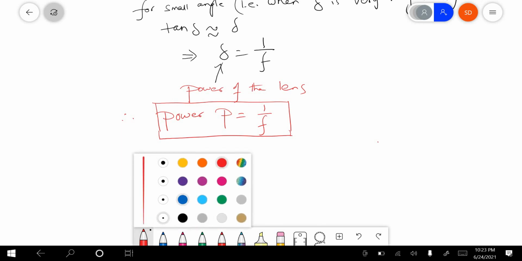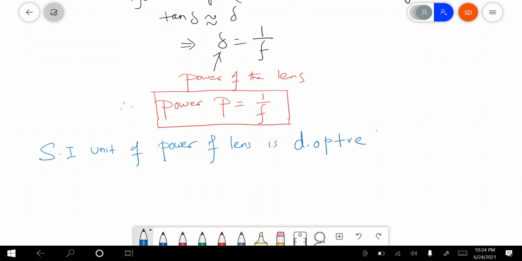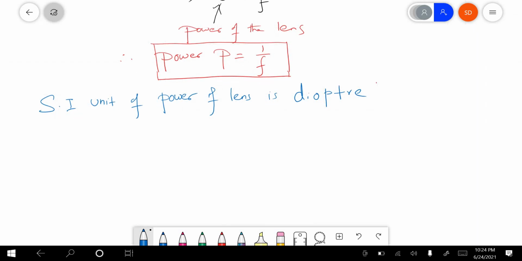Now the SI unit of power of a lens is diopter, D-I-O-P-T-R-E. Let me write it again. Diopter. So this is all about the power of a lens.